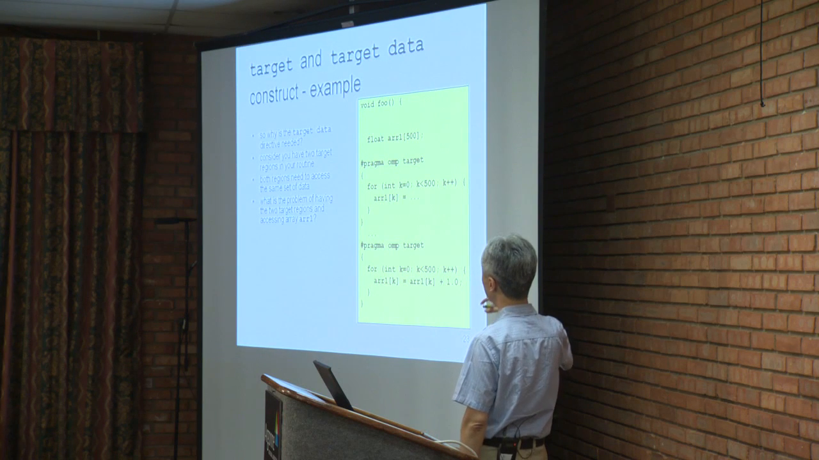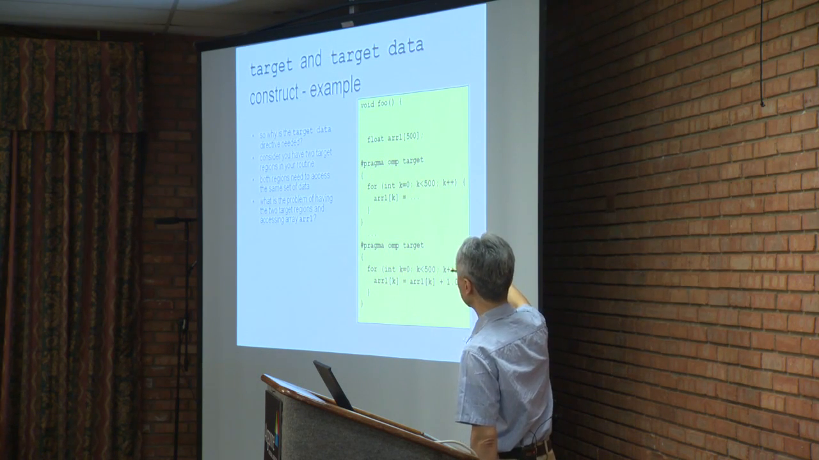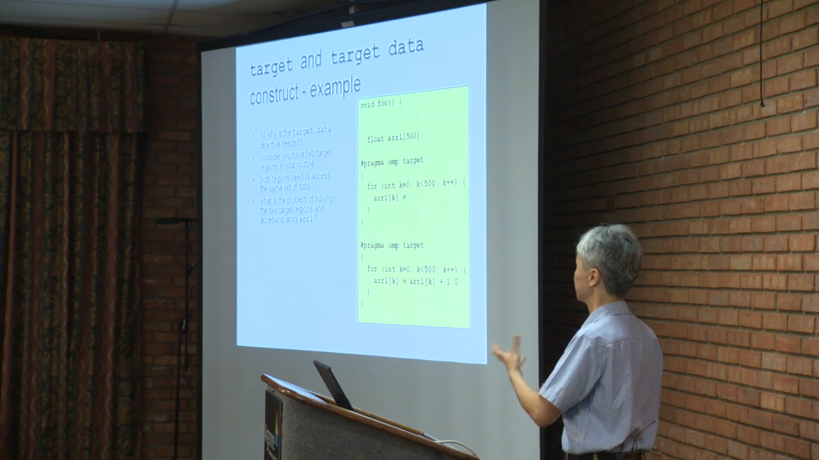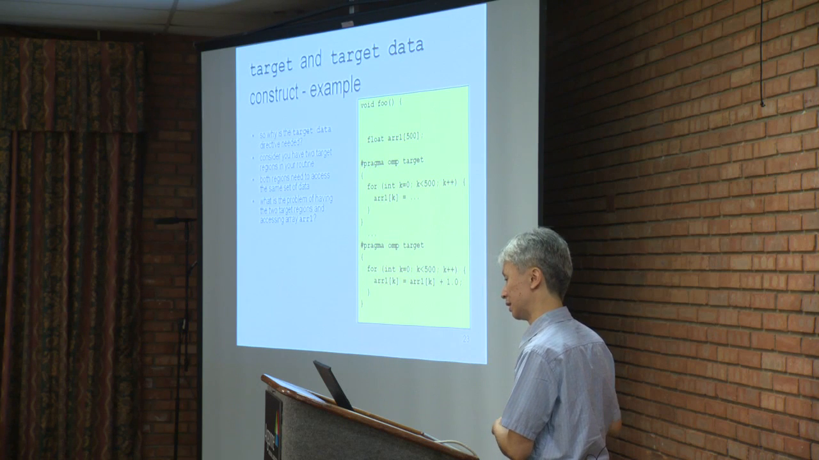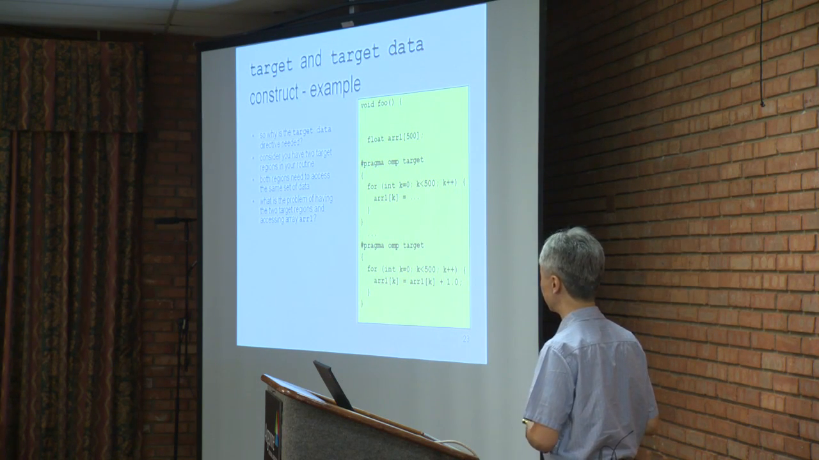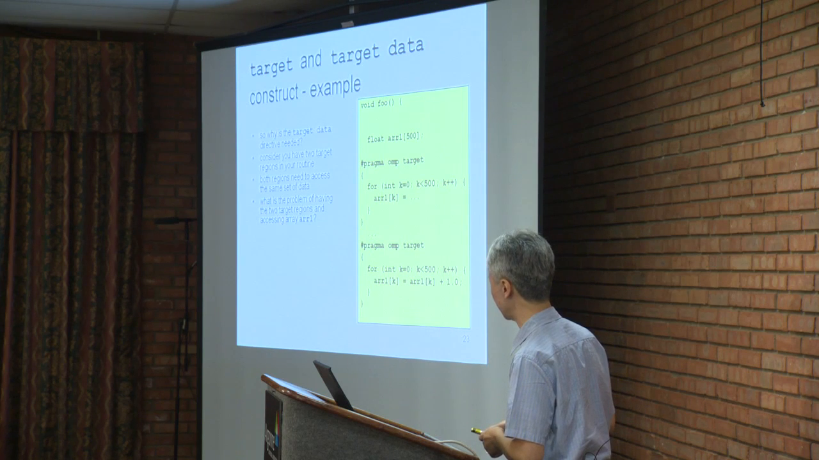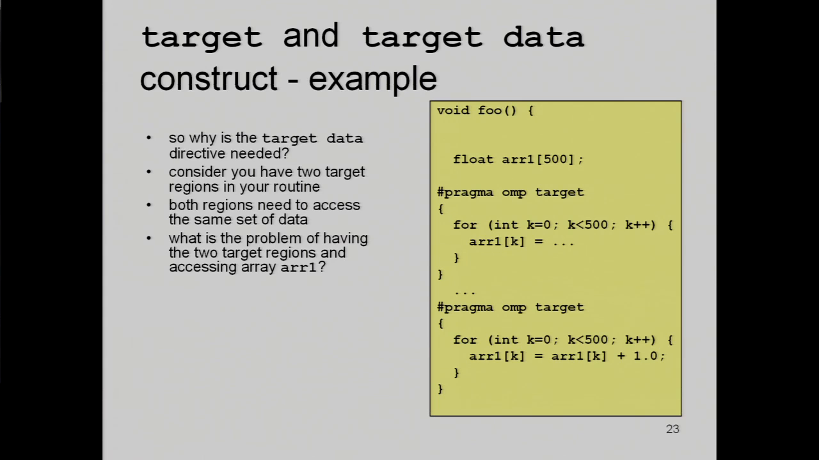One is doing the first K loop, updating the initial array, and for the other I want to offload the other part. I need to update the array AR1, and I use another target region to do it. If you want to do this, fine, it will work. I can tell you that it will work. The problem is that within just these two target regions, you will see a lot of data mapping in and out.